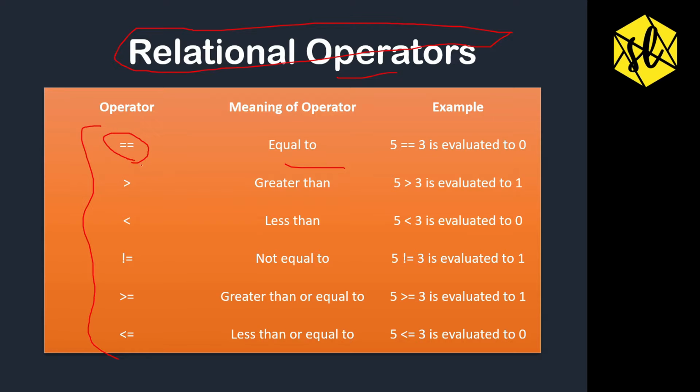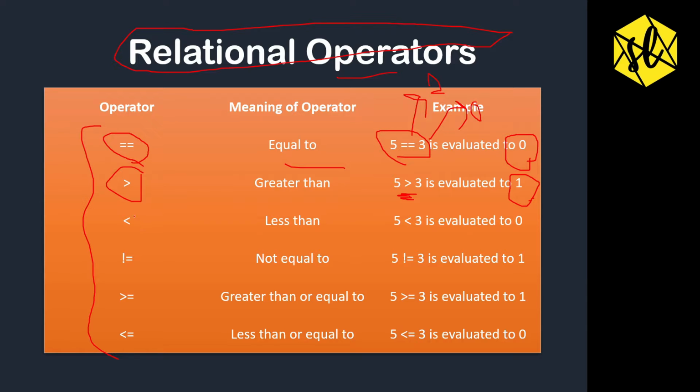Here is double equals to, which compares two numbers, that is, if a is equal to b. Example here, 5 equals 3. If this is true, then it will return 1, or if it is false, it will return 0. Here in this case it is false, so it is returning 0. In the same way, greater than: 5 is greater than 3. Yes, it is true. That is why it is returning 1 as an output.